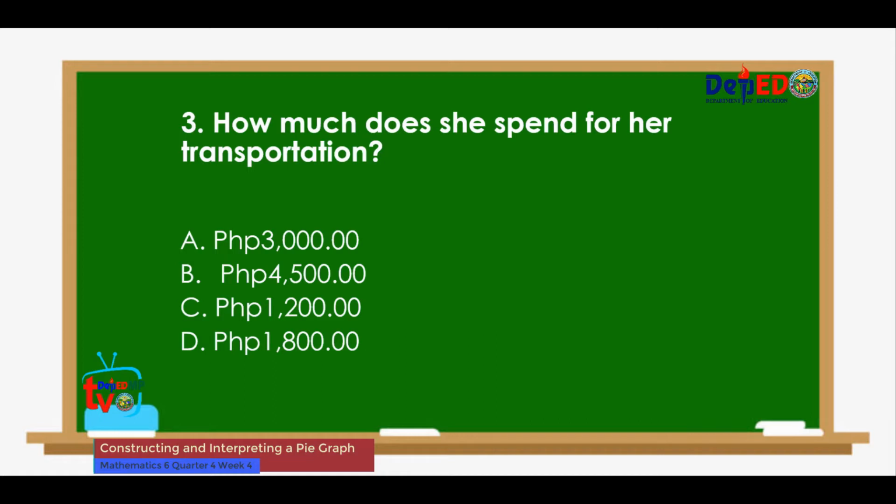Number 3 question. How much does she spend for her transportation? Letter A. 3,000 pesos. Letter B. 4,500 pesos. Letter C. 1,200 pesos. Letter D. 1,800 pesos. Time's up. The answer is letter D. 1,800 pesos.